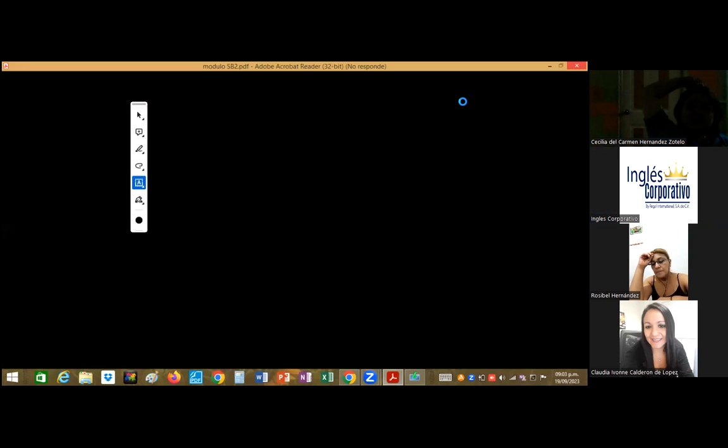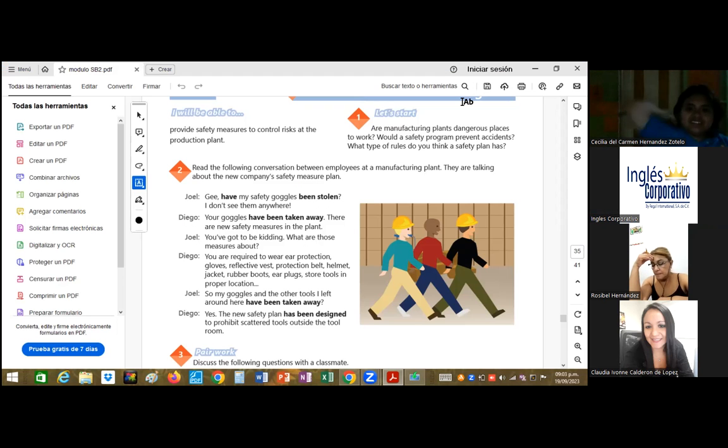Oh, es que me pasó mi pantallita, espéreme, ahí está. Designed to prohibit scattered tools outside the tool room. Vale, empiezo yo para que haga la otra parte, Ruso.